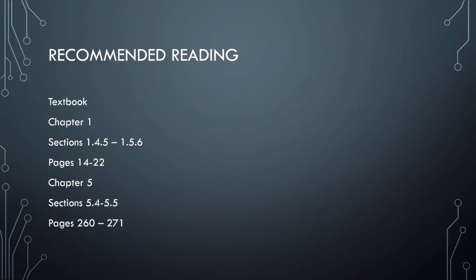So there's recommended reading for this week. If you happen to have the textbook, chapter 1, pages 14 to 22, that will go over the signed and unsigned binary, two's complement, binary addition, all of that, as well as logic gates. And then chapter 5, pages 260 to 261, will give you a good review and a more in-depth view of the microcontroller and microprocessor architectural components.